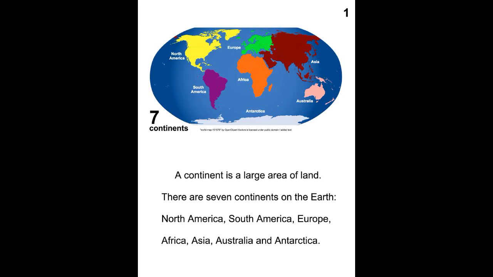A continent is a large area of land. There are 7 continents on the earth: North America, South America, Europe, Africa, Asia, Australia, and Antarctica.